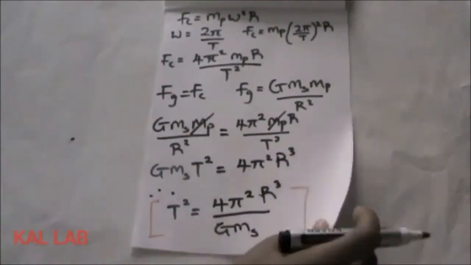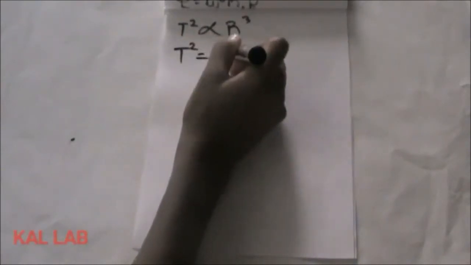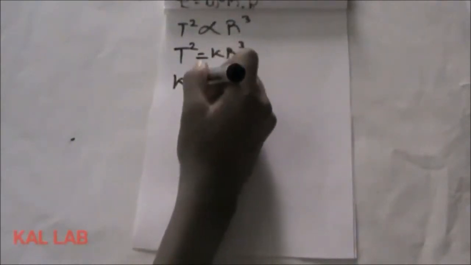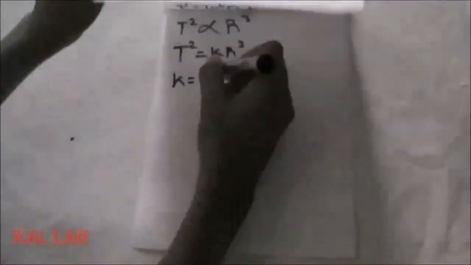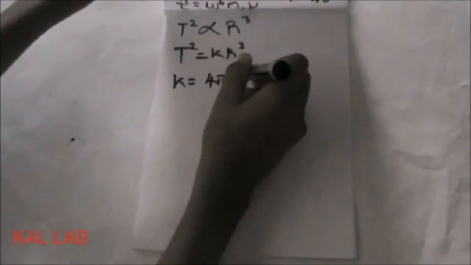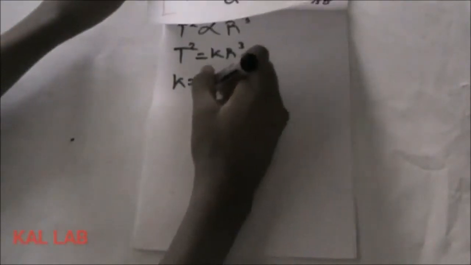What we were to prove or find out was that truly T squared is directly proportional to r cubed, and we proved that T squared equals k r cubed, where our k is 4 pi squared over G Ms.